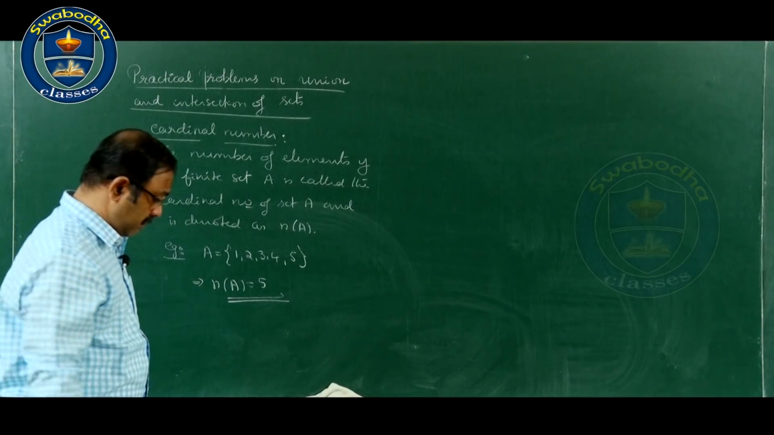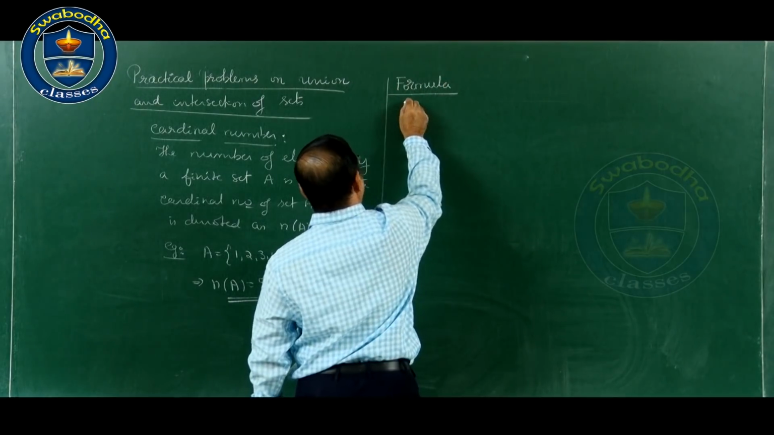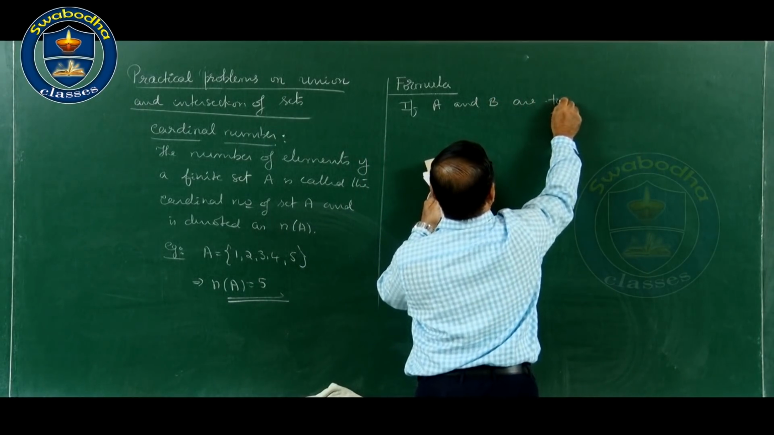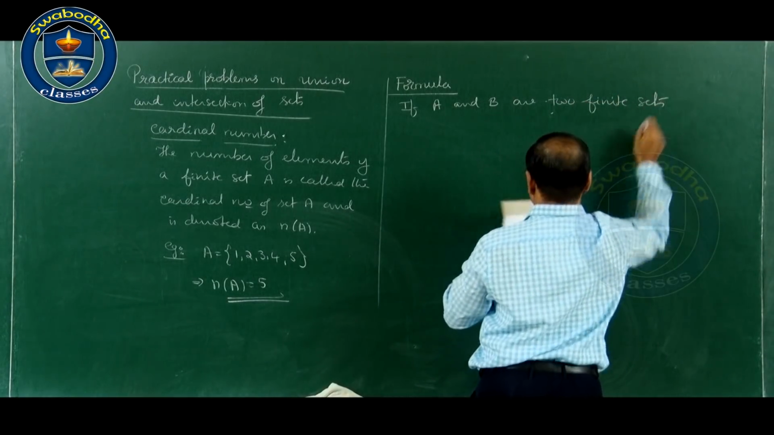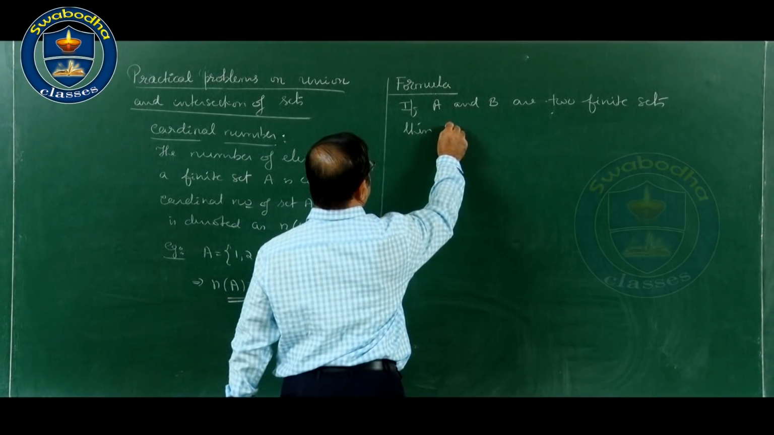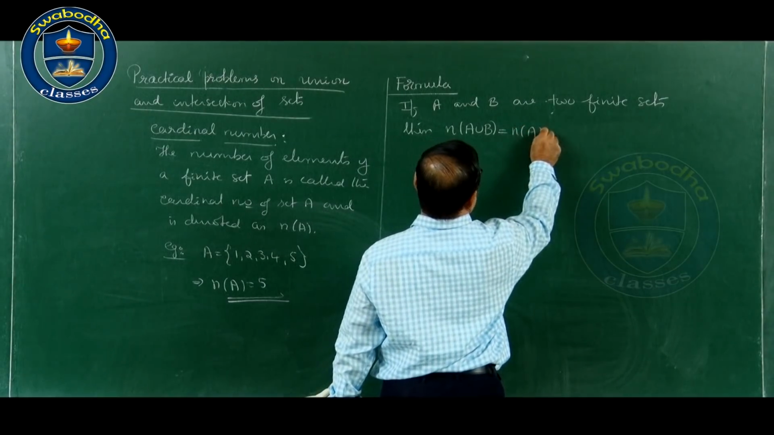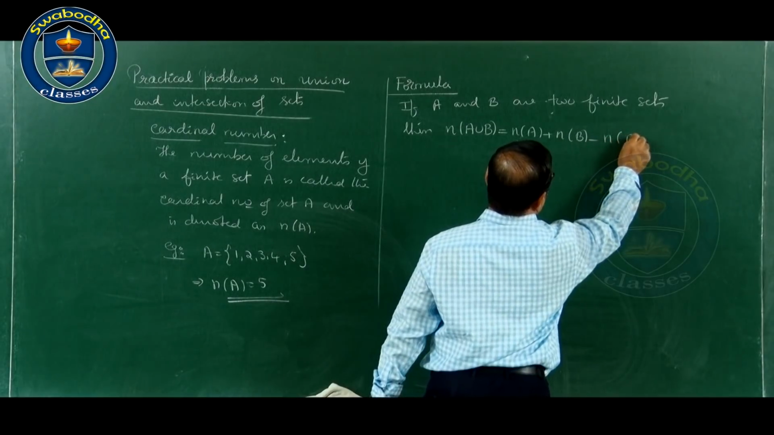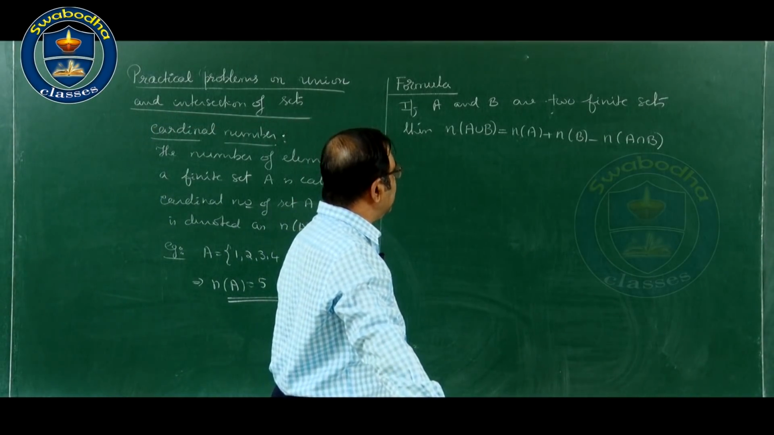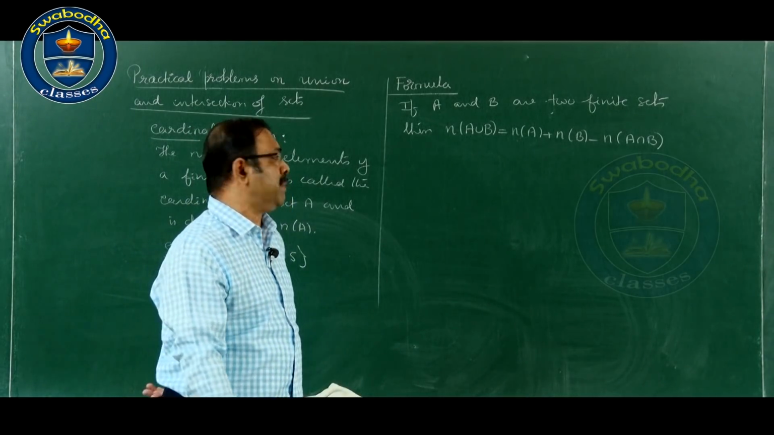Now let us study some important formula. If A and B are two finite sets, then n of A union B is equal to n of A plus n of B minus n of A intersection B. So n of A union B is equal to n of A plus n of B minus n of A intersection B.